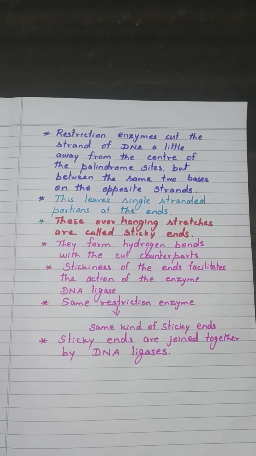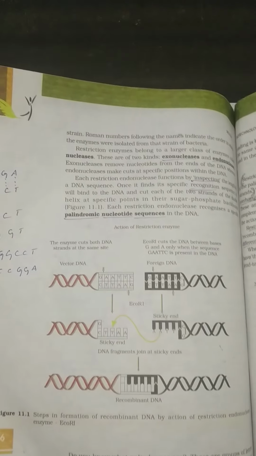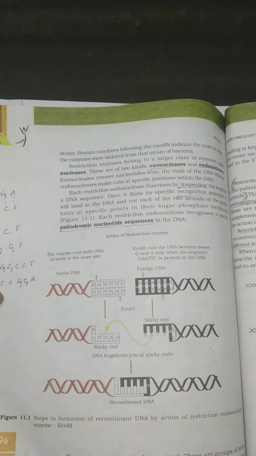You see here, they cut the DNA. Here you see, the center is here, but this restriction endonuclease cuts both the strands just a little away from the center. Here also, a little away from this is the point where the restriction endonuclease cuts both the strands. See, arrow mark is given. When it cuts, they leave it in this way. That is known as sticky ends.